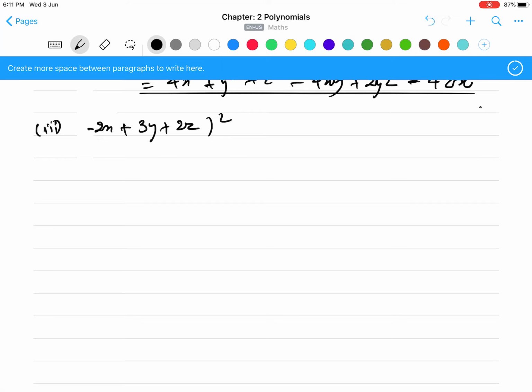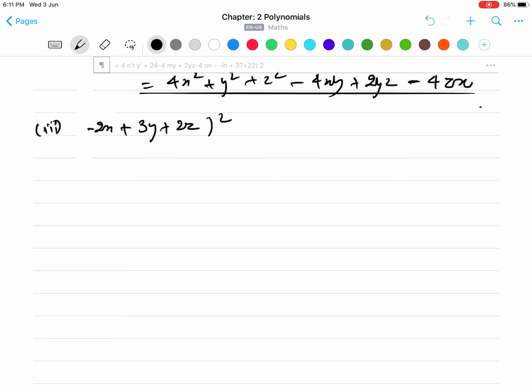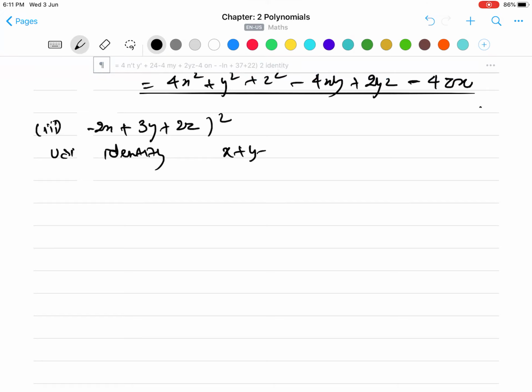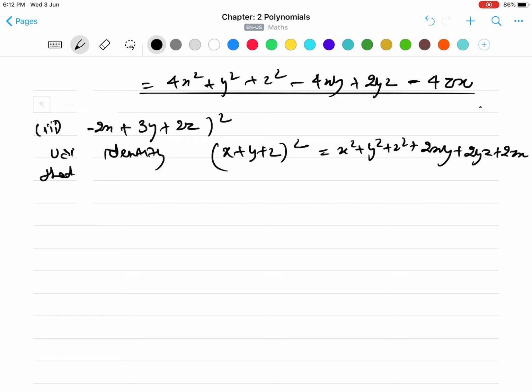We have (-2x + 3y + 2z) whole square. Again we will use the same identity, x plus y plus z whole square, which is given by x square plus y square plus z square plus 2xy plus 2yz plus 2zx.